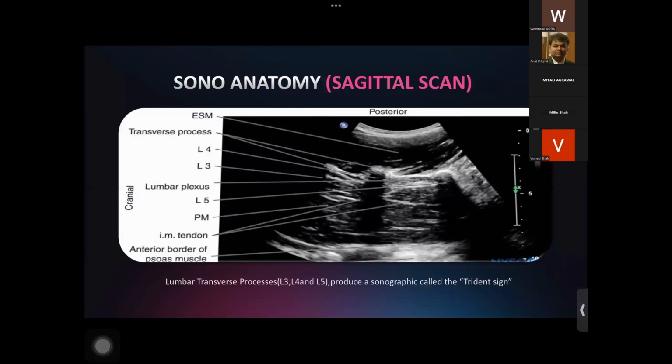This is how the sagittal scan looks on ultrasound. You can see the transverse processes as hypoechoic areas. This is the trident sign that you can see here. The trident sign actually resembles a trident, and the transverse processes are placed in such a way that they look like a trident.